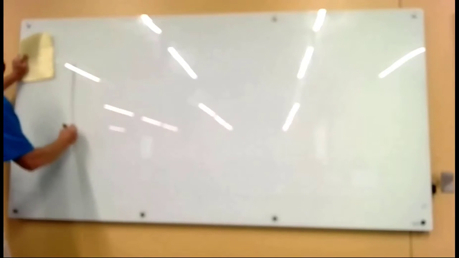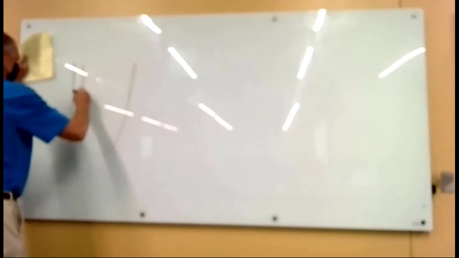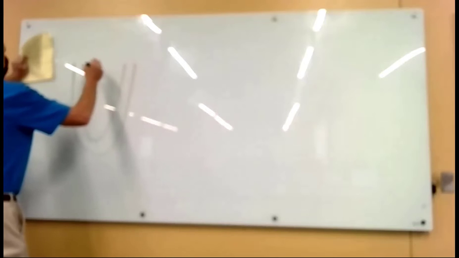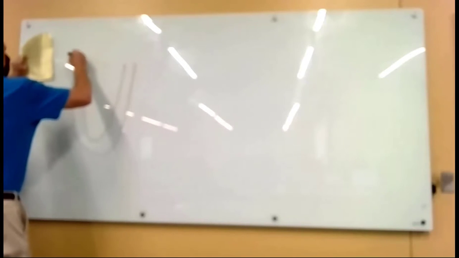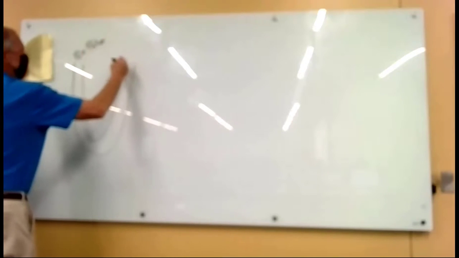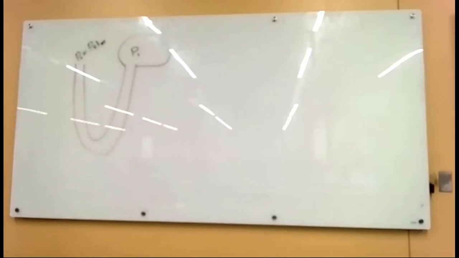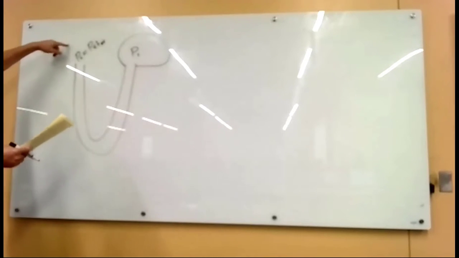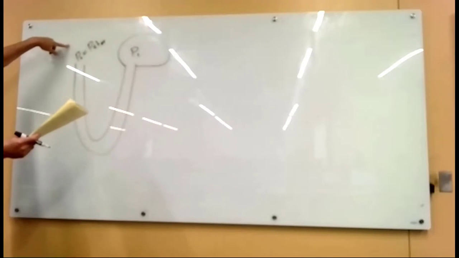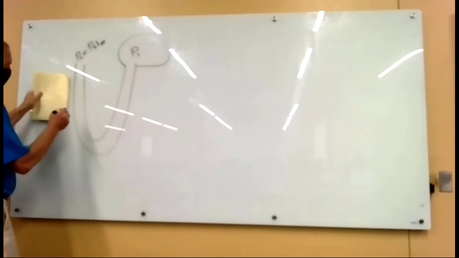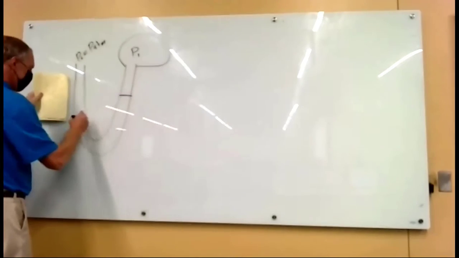All right, so we have a manometer. Looks like this. This is open to the atmosphere. And we're trying to figure out what P1 is. So this is atmospheric pressure, so we look that up or measure that separately. And then it looks like this.